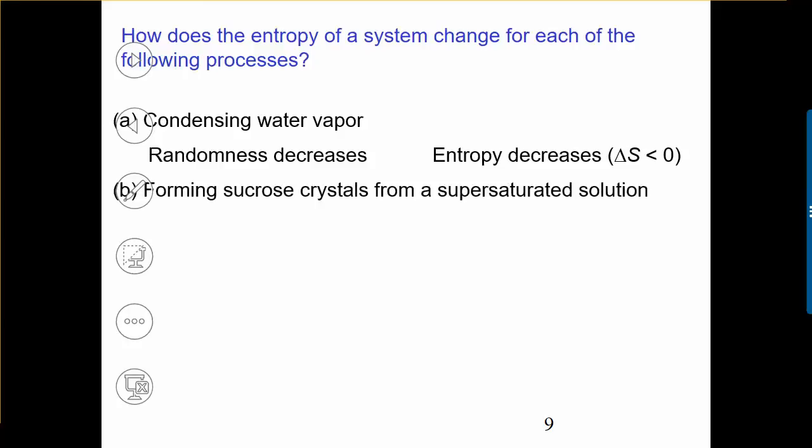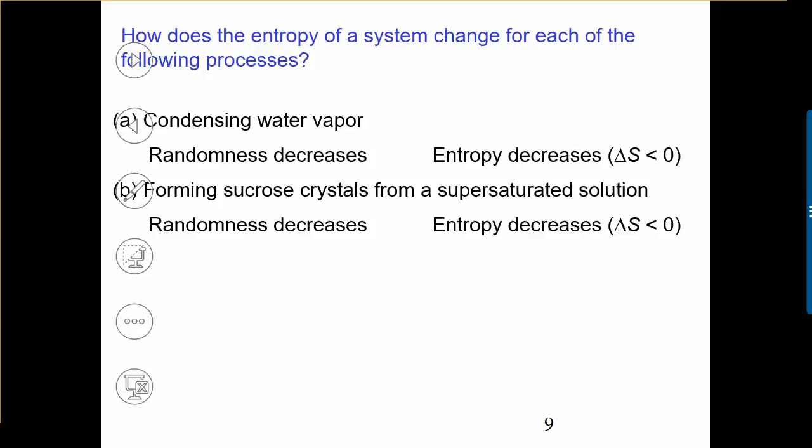Okay? Forming sucrose crystals from a supersaturated solution. So basically from something dissolved and it precipitates out. What did you say earlier when the solid dissolved? Okay, so what about the other way? So we would describe it in the other way. The randomness is decreasing. All right.